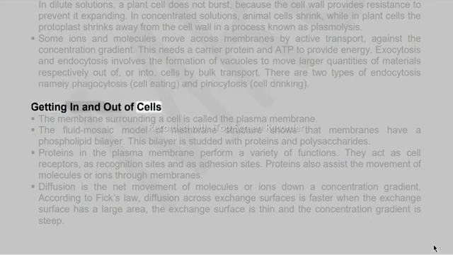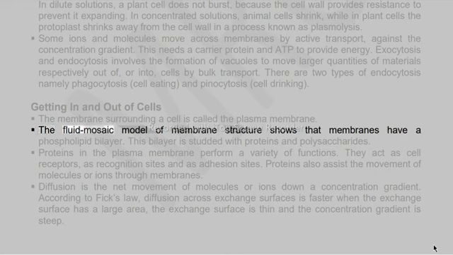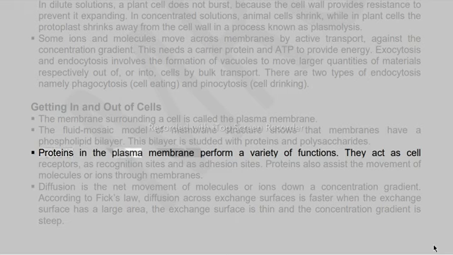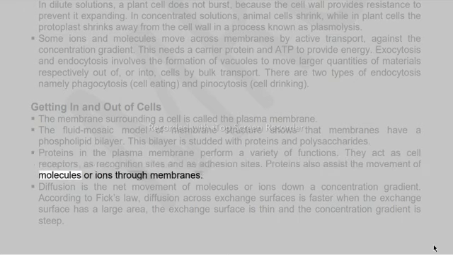Getting in and out of cells. The membrane surrounding a cell is called the plasma membrane. The fluid mosaic model of membrane structure shows that membranes have a phospholipid bilayer. This bilayer is studded with proteins and polysaccharides. Proteins in the plasma membrane perform a variety of functions. They act as cell receptors, as recognition sites, and as adhesion sites. Proteins also assist the movement of molecules or ions through membranes.